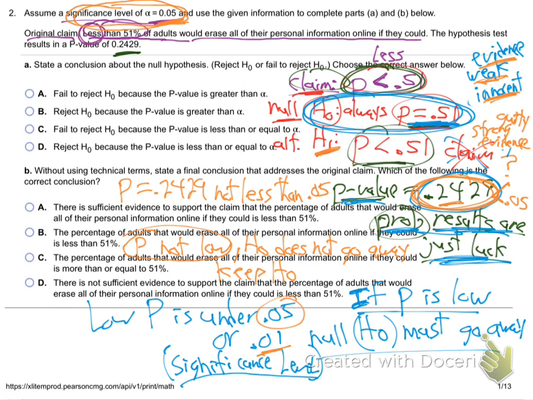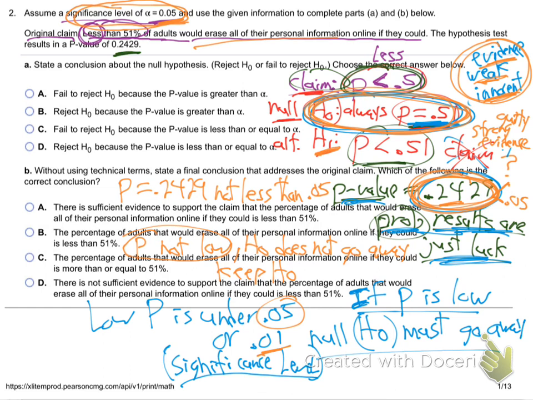Right? We asked adults if they want to erase their personal information. We could have just got a lucky group. That's too much chance of luck. We want some stronger evidence than that. So that's too much of a chance of luck. That's weak evidence. So we're going to keep the original assumption, the null hypothesis, keeping that.